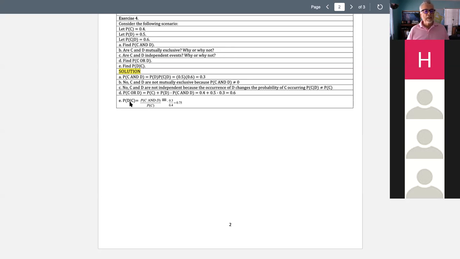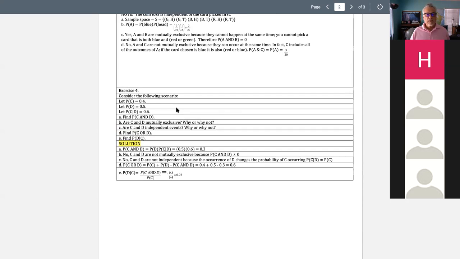To calculate the probability of D given C, you divide the probability of their intersection by the probability of C, the event that you're conditioning on. And we have the probability of C and D from part A, which is 0.3, and we divide by the probability of C. We know the probability of C is given to be 0.4, so this ratio then is 0.75.